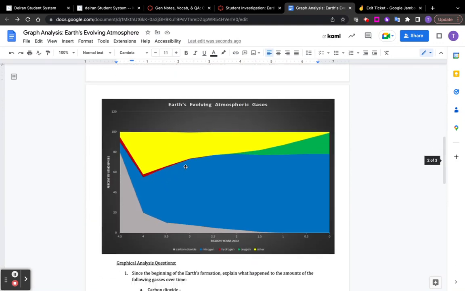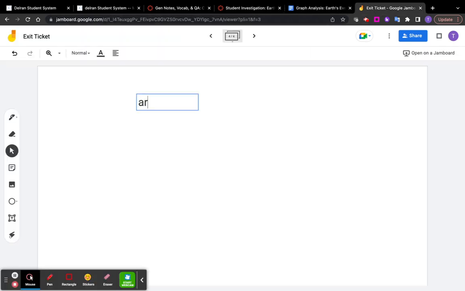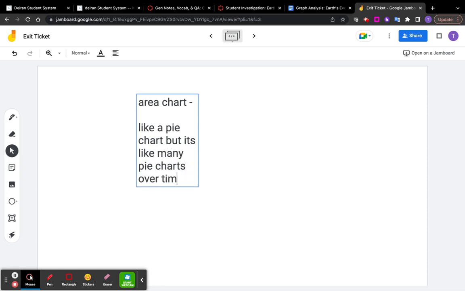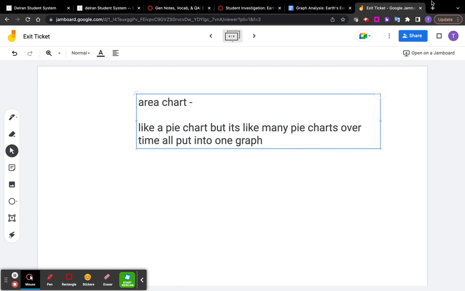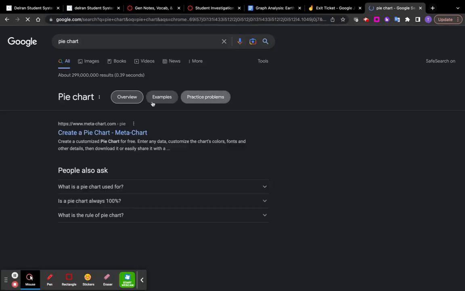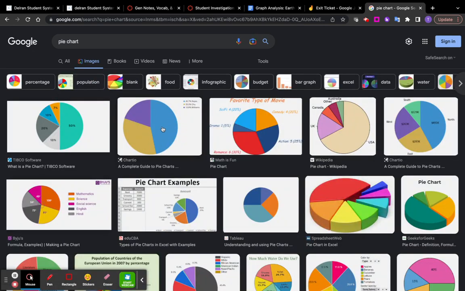Next, you're going to analyze this graph. This graph is different than any other graph you've probably ever seen. It's called an area chart. It's like a pie chart, but it's like many pie charts over time, all put into one graph. What do I mean by that? What I mean is, if you've ever seen a pie chart, let's just look at any old pie chart. Here we go. It shows you the parts of a whole.